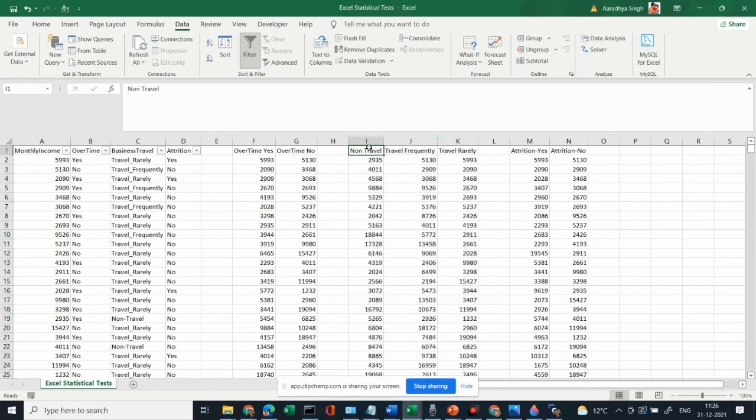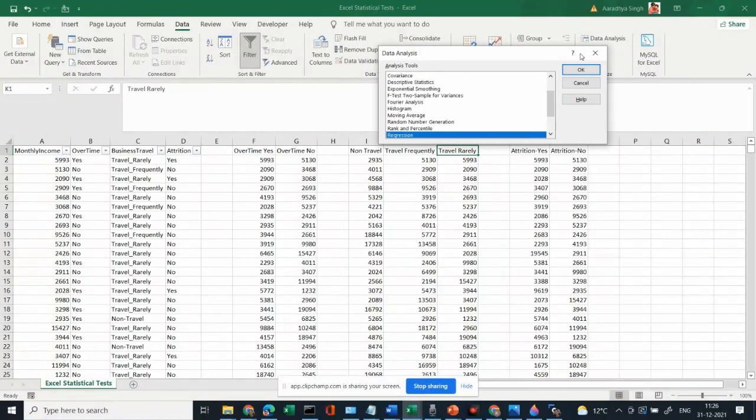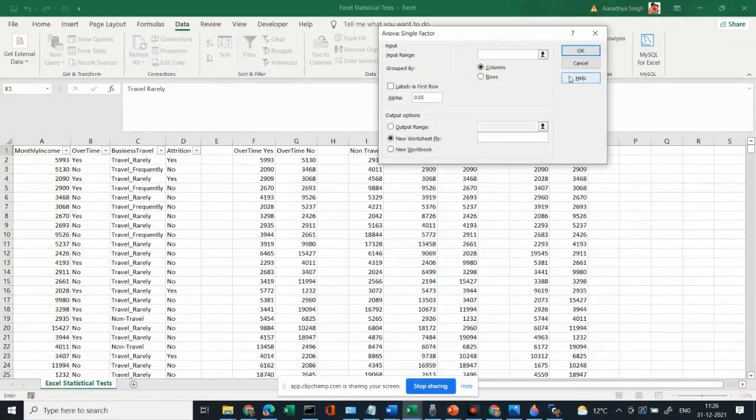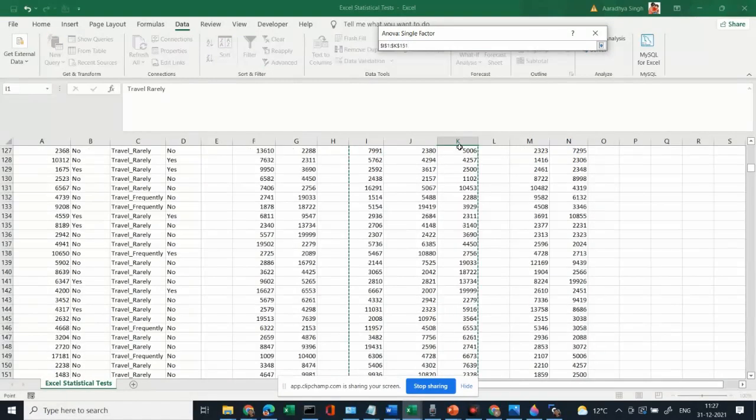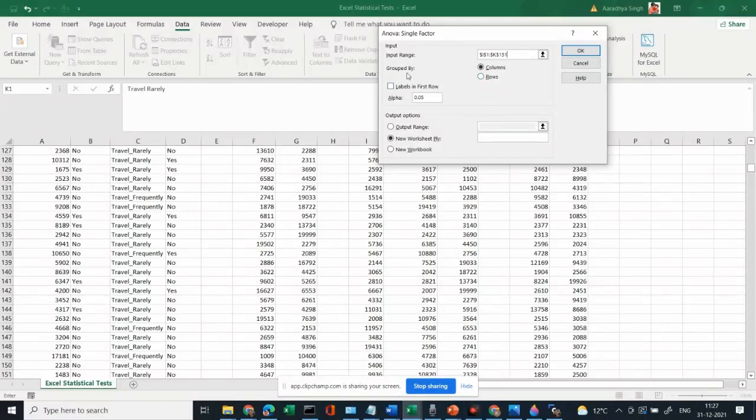Moving back to Excel, this is the data set for the three groups: non-travel, travel frequently, and travel rarely. We'll again go ahead and click on Data Analysis. This time we are going to do ANOVA single factor. We'll hit OK. Input range would be the three columns, so I'm going to select all the data for these three columns. Of course, I have the data grouped by columns, and I have labels in the first row. My alpha is 0.05. I want my output in a new worksheet ply. So I've checked all of this and I'll click on OK now.